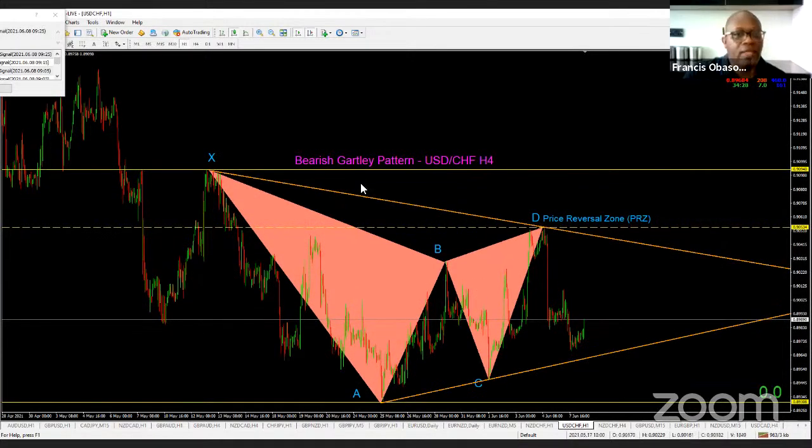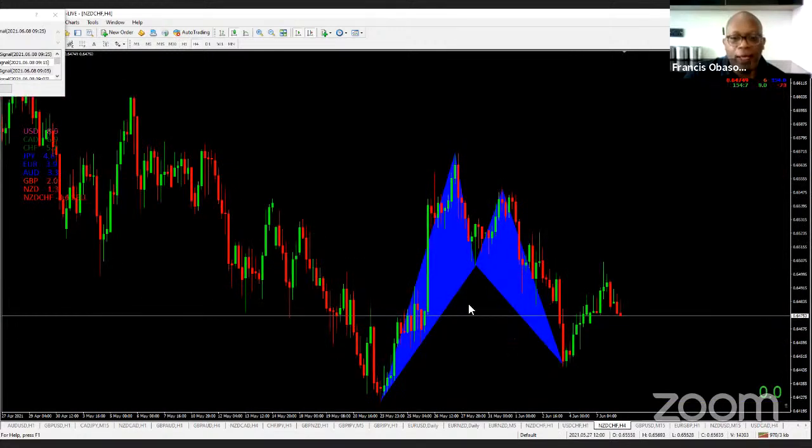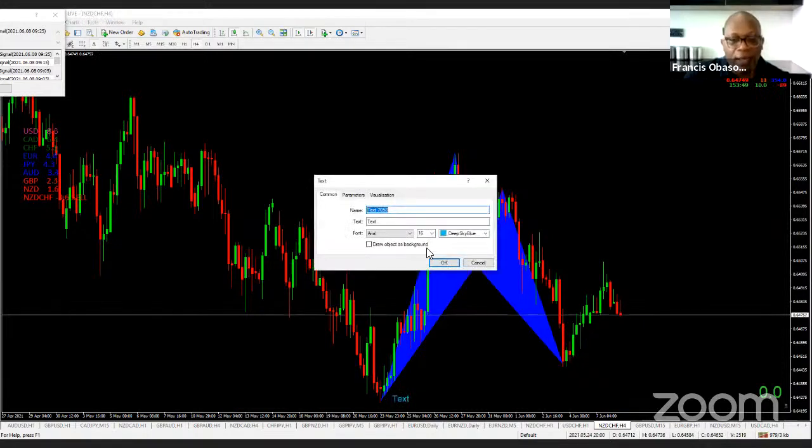So that's one of the things we do. Like I say, yes, I trade using indicators, but I also trade patterns. I trade price action. This one is USD CHF. There is another one. This is New Zealand Dollar CHF. We are expecting this to go up, targeting here. As a matter of fact, let me quickly label it now that we are here.